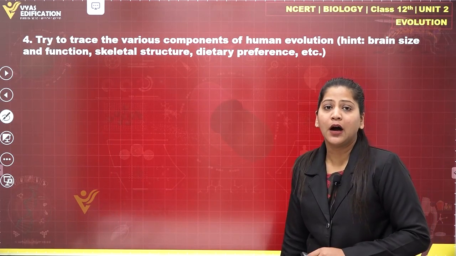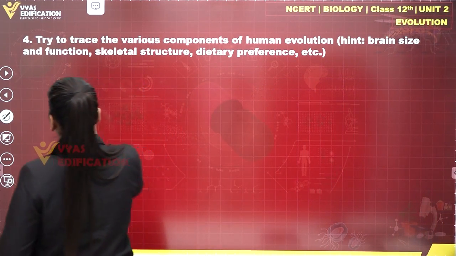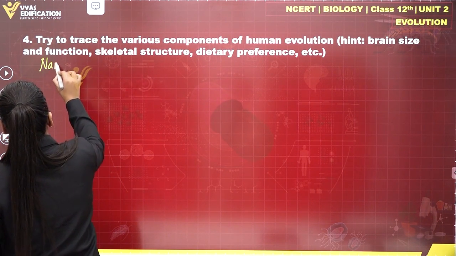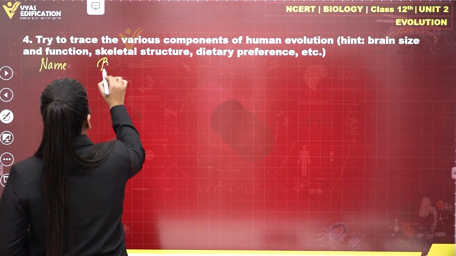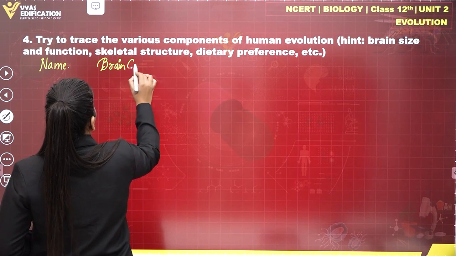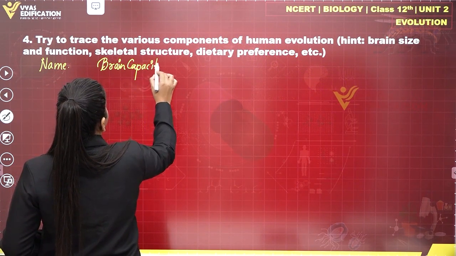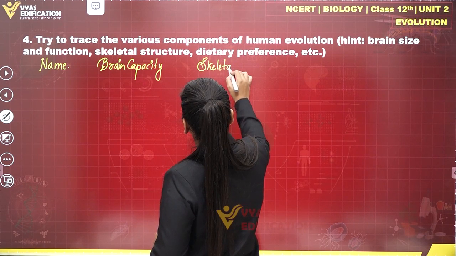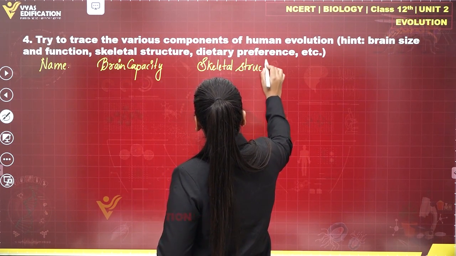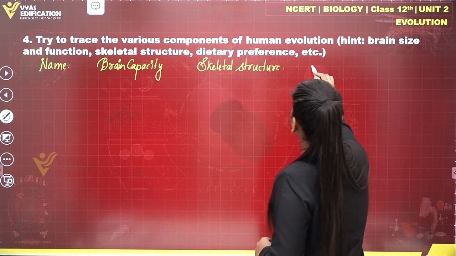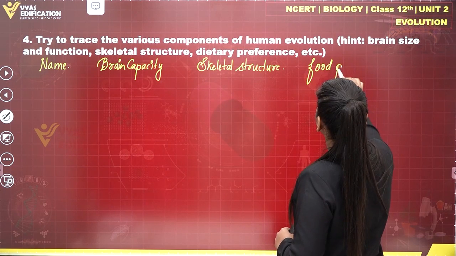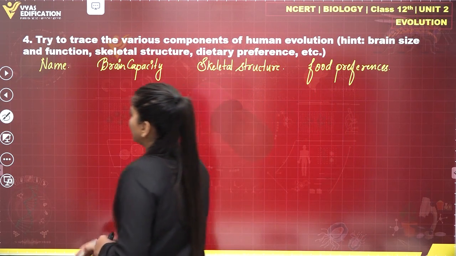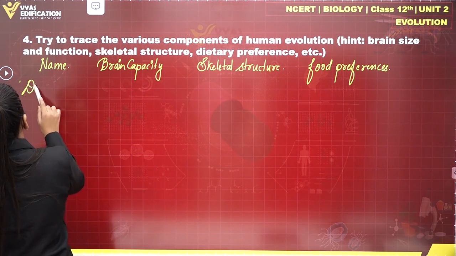Now we are going to make a table and the solution for this question number four. Let's make a table. Here we are going to talk about the name of organism, then the brain capacity of each organism, then the skeletal structure, and last food preferences. So let's begin with this. The first organism we have is Dryopithecus.